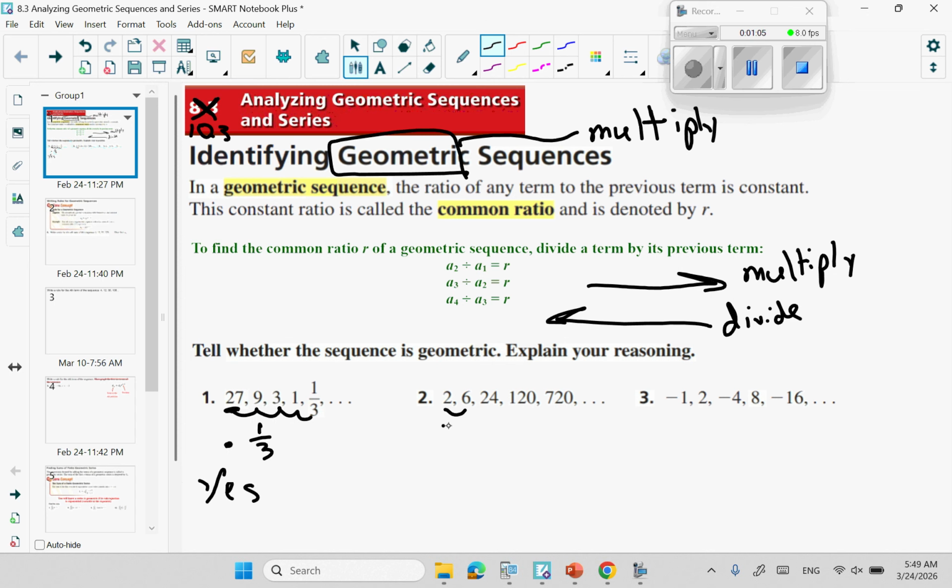Here, I multiply by 3, multiply by 4, multiply by 5, multiply by 6. Now, you could say I am multiplying, but I'm not multiplying by the same thing every single time. So I would say no, that is not geometric. And here, I'm consistently multiplying by -2. So I would say yes, that is geometric.